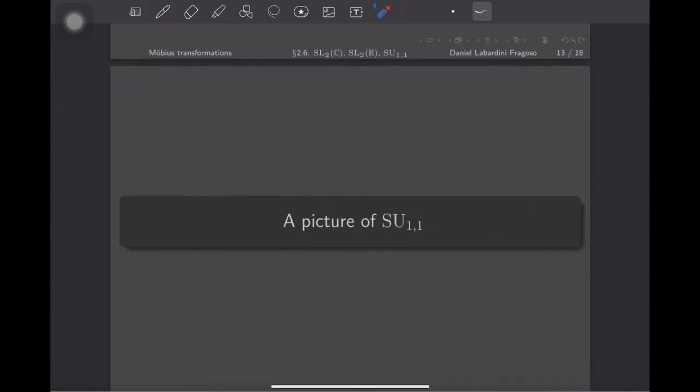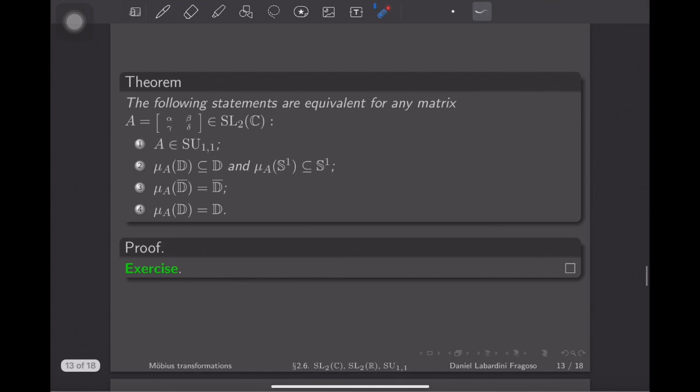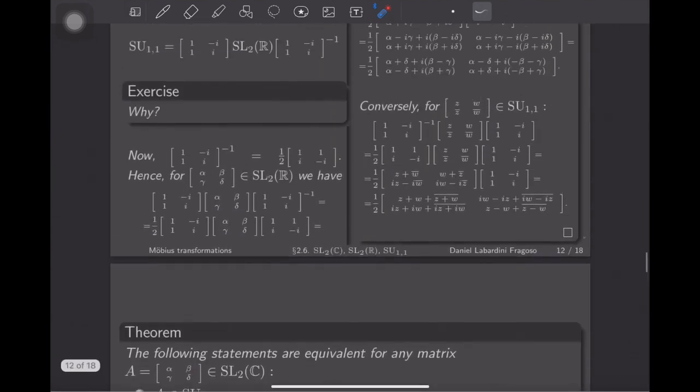Okay, and now let me show you a picture of SU11 and hence also of SL2R.